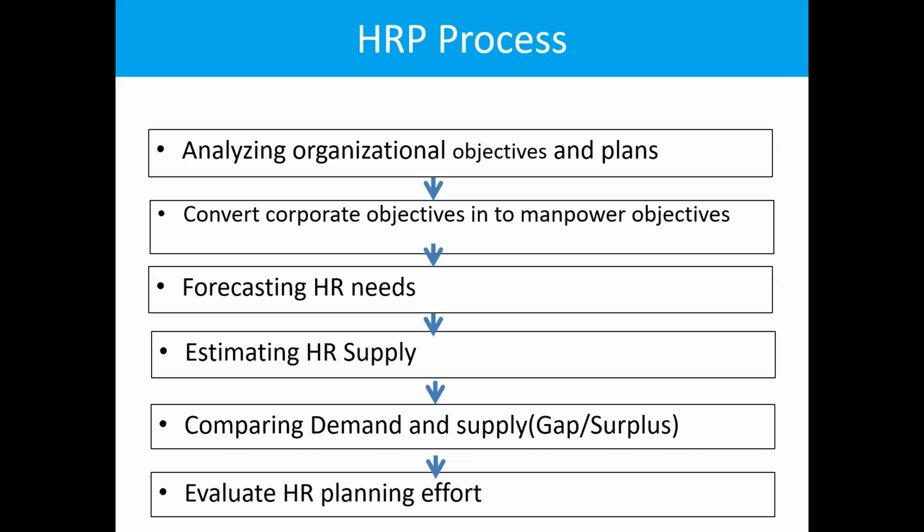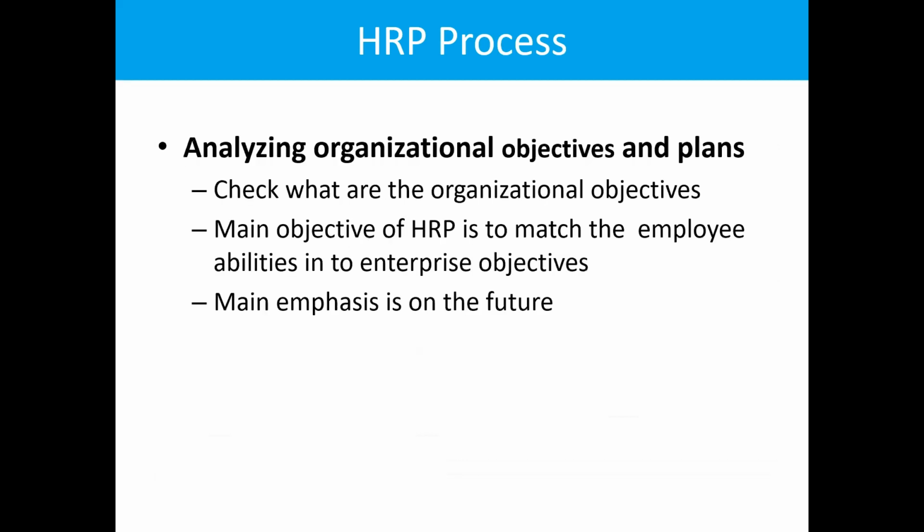Okay, HR planning process done. First one, analyzing organizational objectives and plan. Check what the organizational objectives are, right? What are the main vision, mission, and future strategic plans you need to look at. You need to check the strategic objectives, or strategic plan, or corporate plan. That is normally prepared for the coming 5 years, and you need to look at that first. What are the corporate objectives, right?